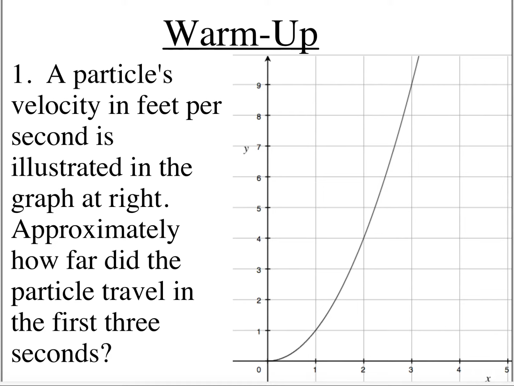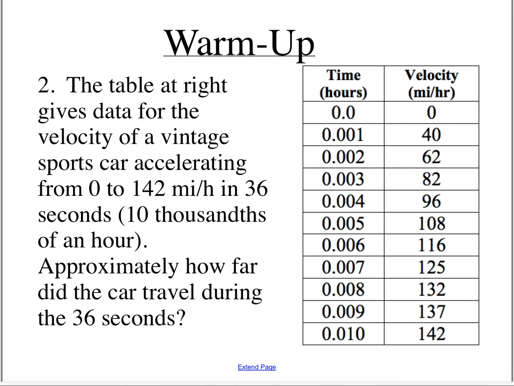So for number one, a particle's velocity in feet per second is illustrated in the graph at the right. Approximately how far did the particle travel in the first 3 seconds? For number two, the table at the right gives the data for the velocity of a vintage sports car accelerating from 0 to 142 miles per hour in 36 seconds, or 10 thousandths of an hour. Approximately how far did the car travel during the 36 seconds?